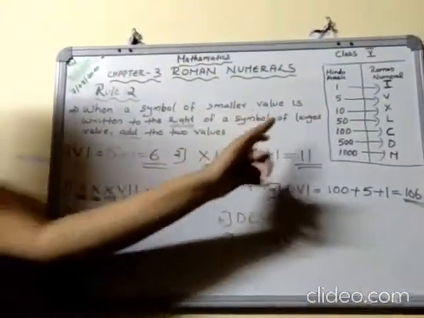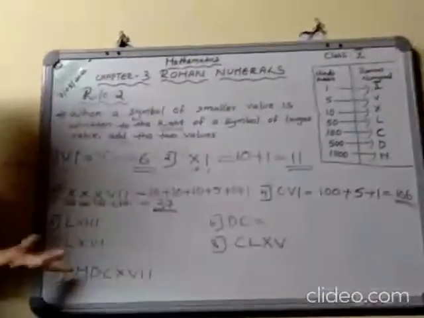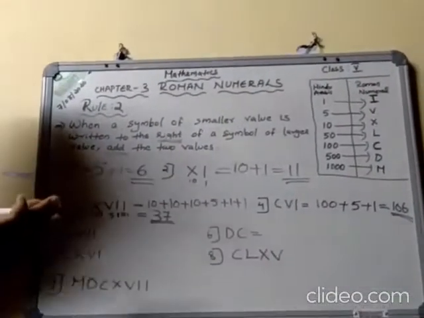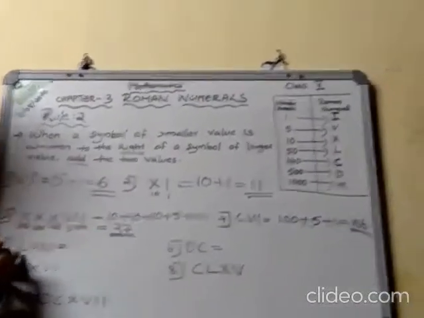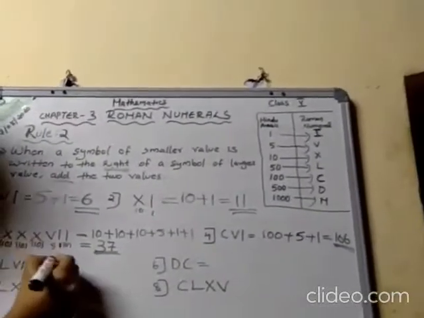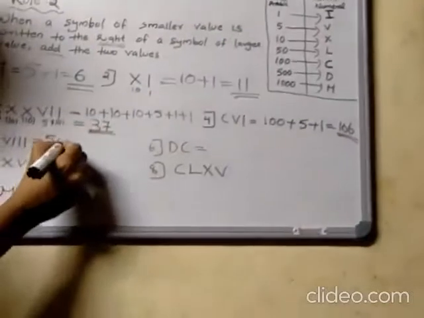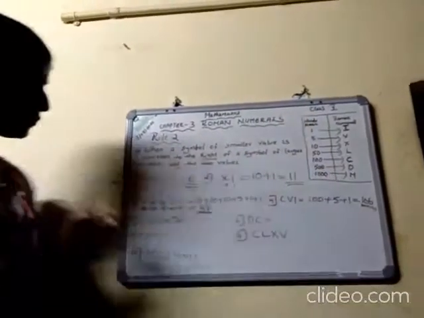So if the smaller value is written to the right of the symbol of larger value, what do we have to do? We have to add the values. Now see the next example. L is a representation of which number? L is a representation of 50. You have to study these basic symbols and the corresponding Hindu-Arabic numerals. Okay? It should be learned by heart.